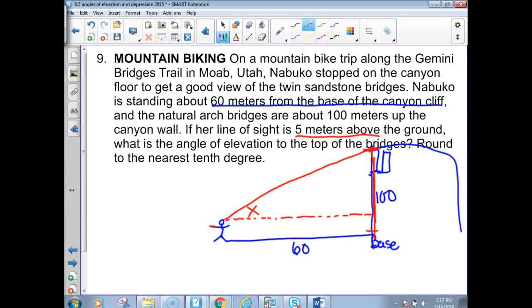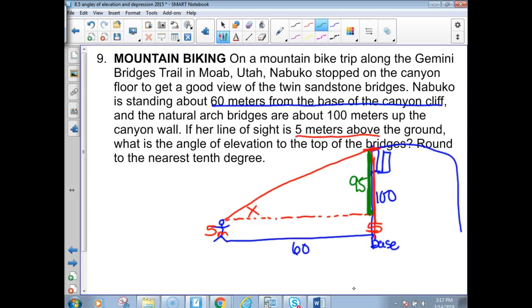But it says she's got her eyeballs 5 feet off the ground, or meters. Oh my gosh, she's so tall. She's 15 feet tall. Sorry, line of sight is 15 meters above the ground. All right, so this is 5, which means now that 100 isn't really my 100. What's this going to be now? Not 100. It's going to be 95 because you got to chop off 5.